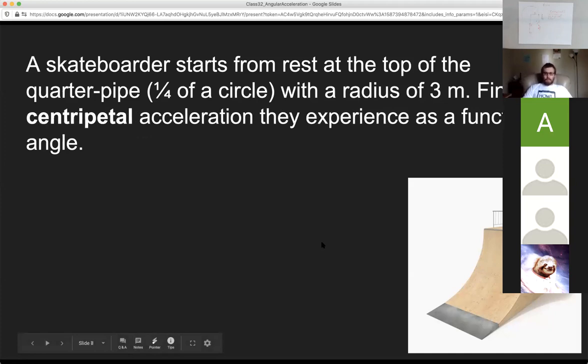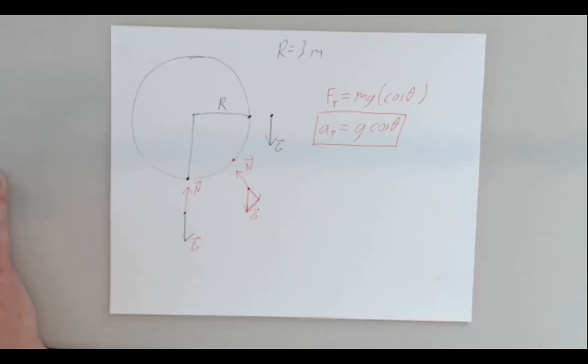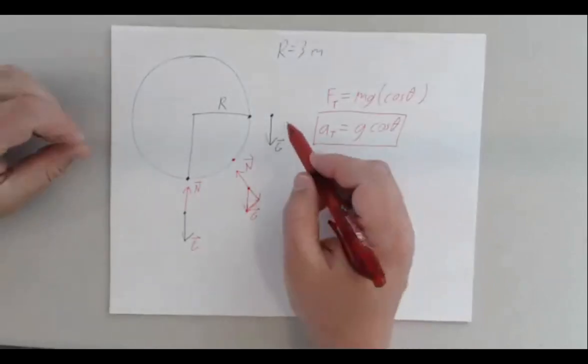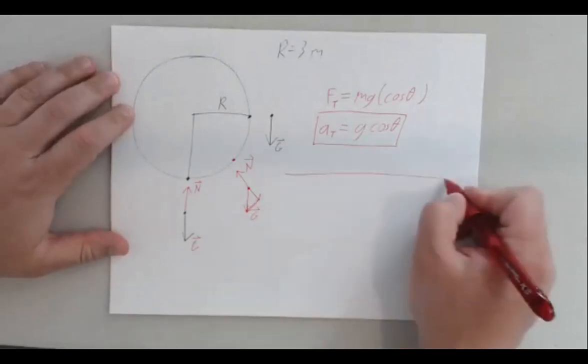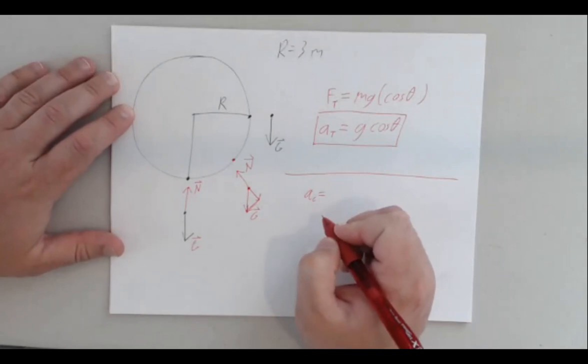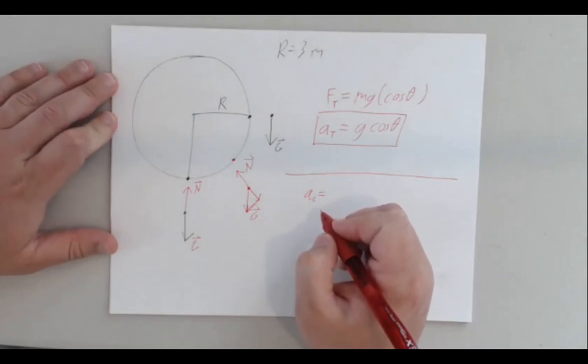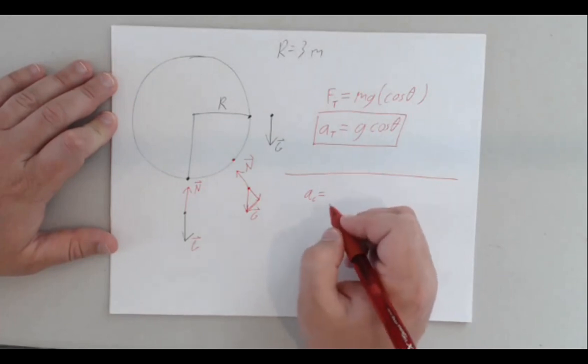All right, so here's the follow-up, the second part of this question. Now we want to find the centripetal acceleration that the skateboarder experiences as a function of angle. We already figured out the tangential component of the acceleration. Now we want to figure out the centripetal, or radial, component of the acceleration. So if I stop sharing my screen and come back over to the paper, what's the formula for centripetal acceleration? If something's moving in a circle, how much acceleration does it need?